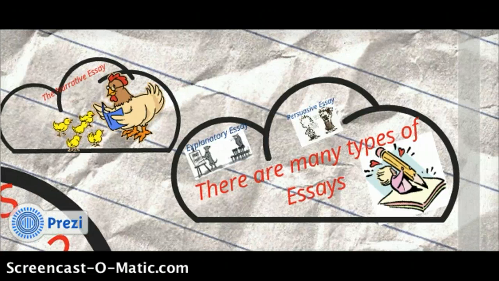Okay, so those are the three types of essays: narrative, explanatory, and persuasive. During your 7th grade year, you will do a lot with explanatory and narrative essays, and you'll do more with persuasive essays when you're in 8th grade.